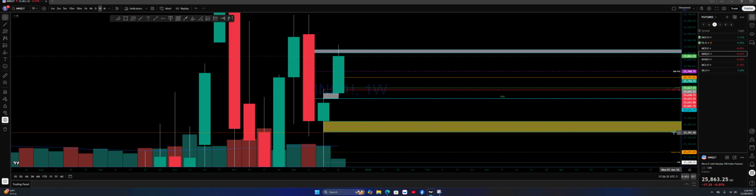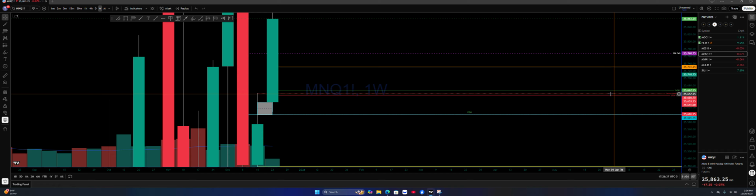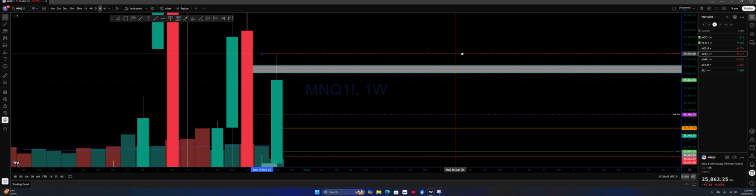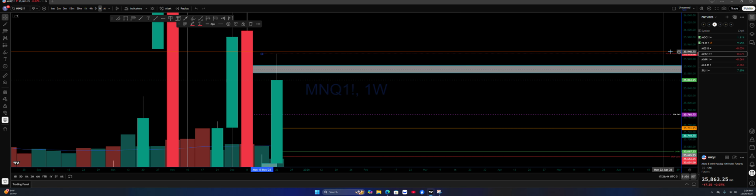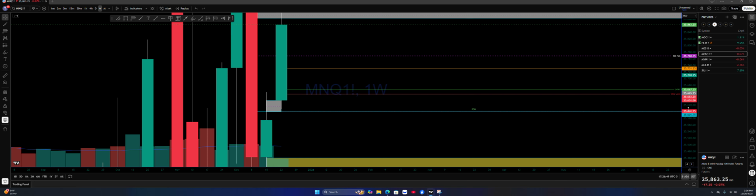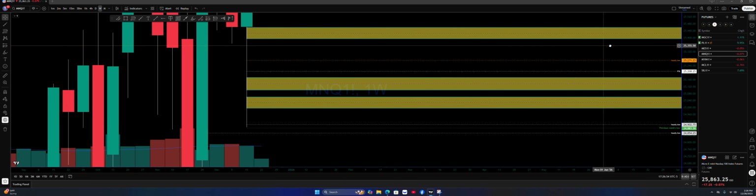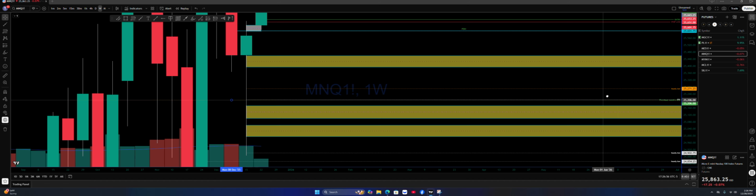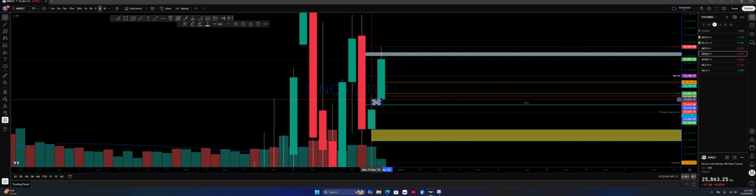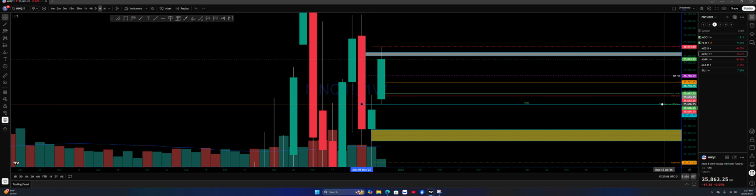Where's previous week? Previous week's high is down here. Okay, so we need to move this up because this is going to serve as resistance, right? Previous week's high, and then we need previous week's low. Previous week's low is all the way down here. You can tell it's been a while since I updated my charting too. Previous week's low is right here.